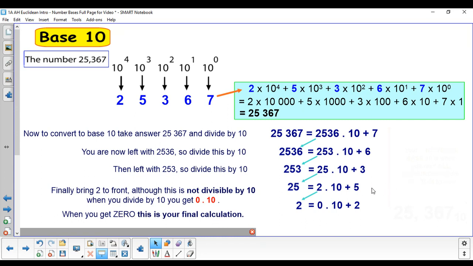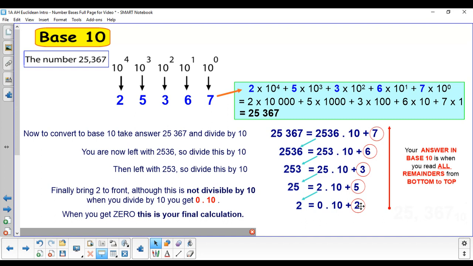As soon as you get to 0 times anything, that's you finished, and this is the final calculation. Okay, so what we do next is we go from bottom to top, and we look at your remainder parts, and we get 2, 5, 3, 6, 7, and in fact that's your number. We would never normally start with base 10 and end in base 10, but it's to show you the process.